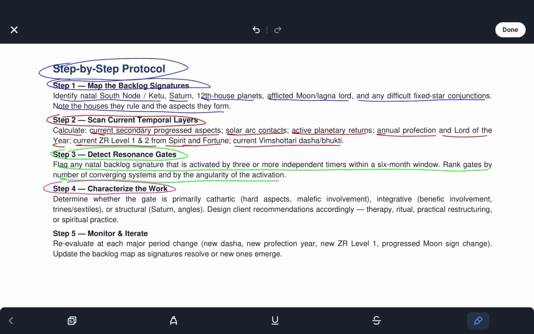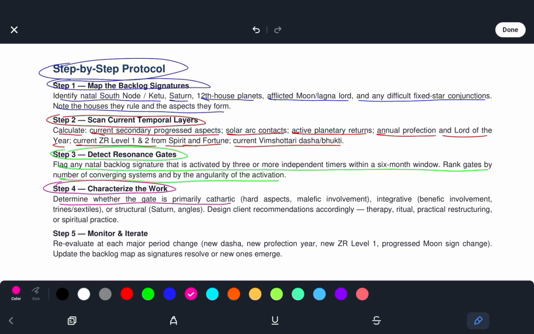Step 4 is to characterize the work. Determine whether the gate is primarily cathartic (hard aspects, malefic involvement), integrative (benefic involvement, trines, sextiles), or structural (Saturn and angles). Design client recommendations accordingly: therapy, ritual, practical restructuring, or spiritual practice.